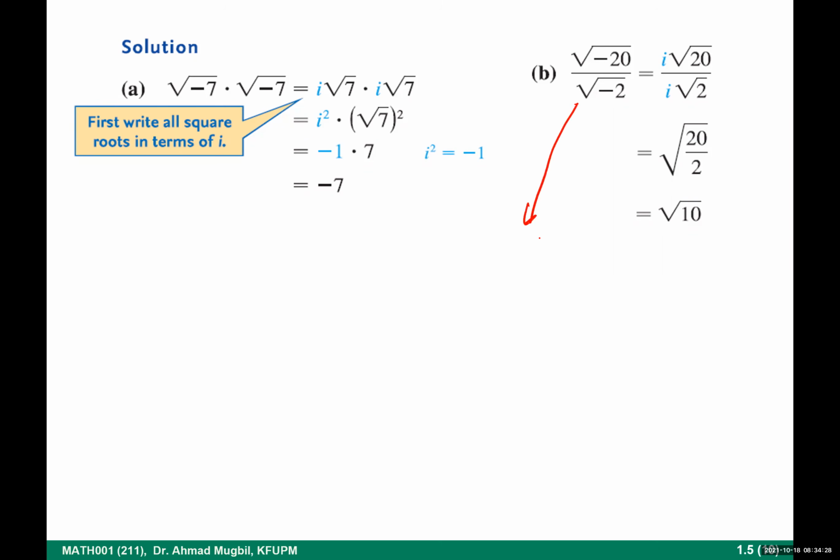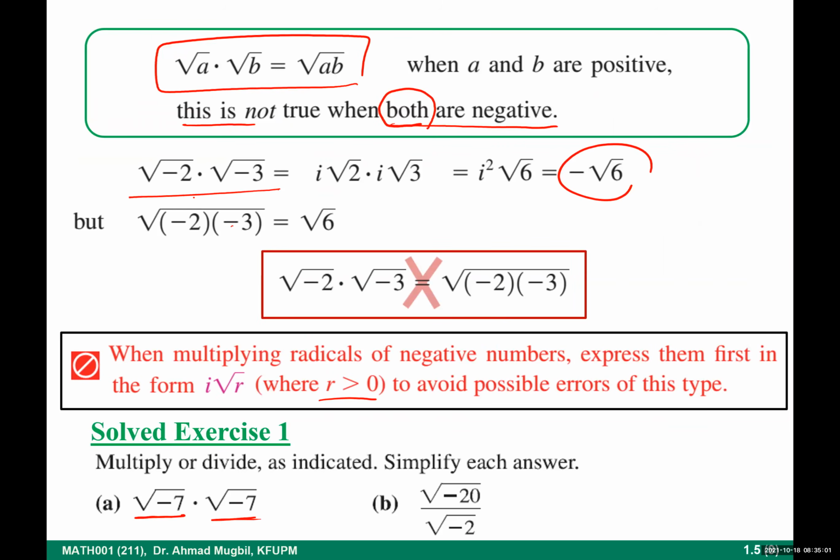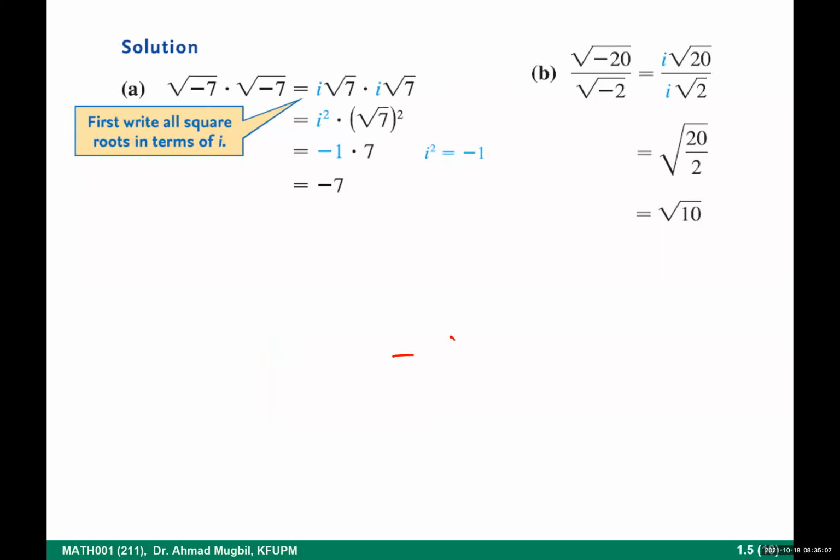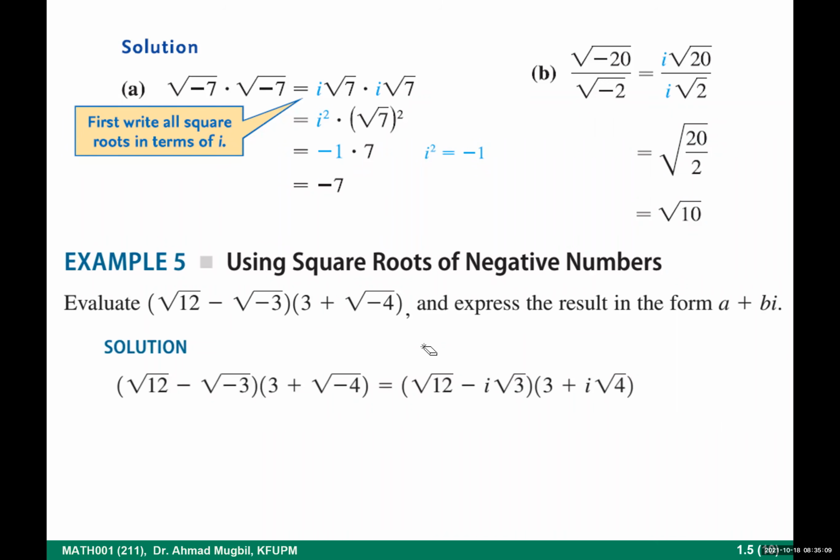And this result will be the same as the square root of -20 over -2. But to make sure, negative by negative will be positive, and this will be the square root of 10, which is the same answer. If both of them are negative, you have to write them first as i square root of b, i square root of a, like the example that we have here. Now, if only one of them is negative, no problem. Check that. If we have time, we can do that at the end.